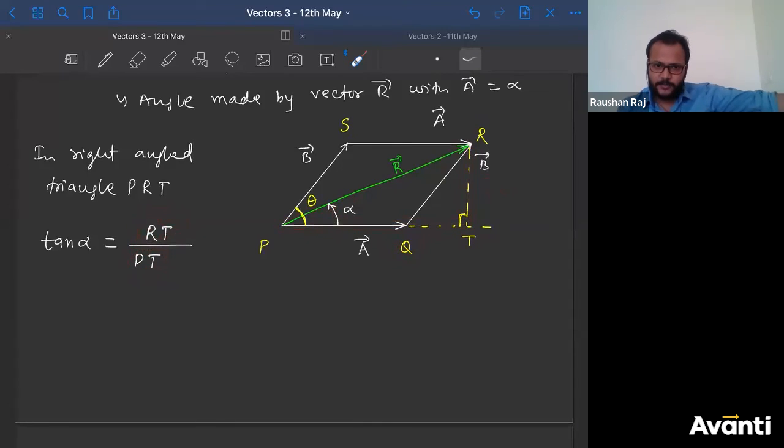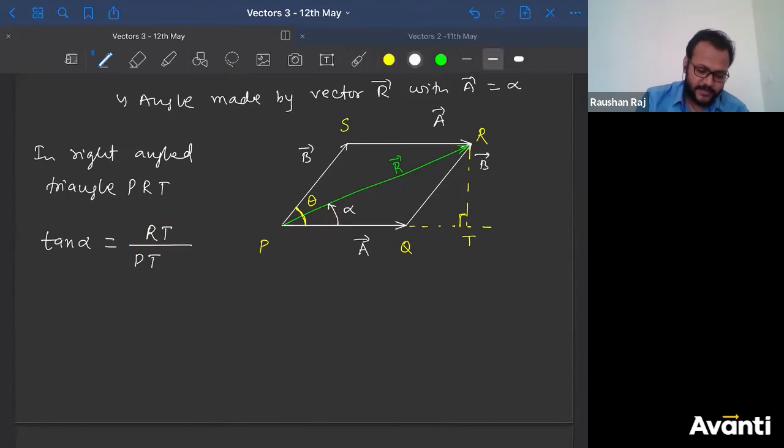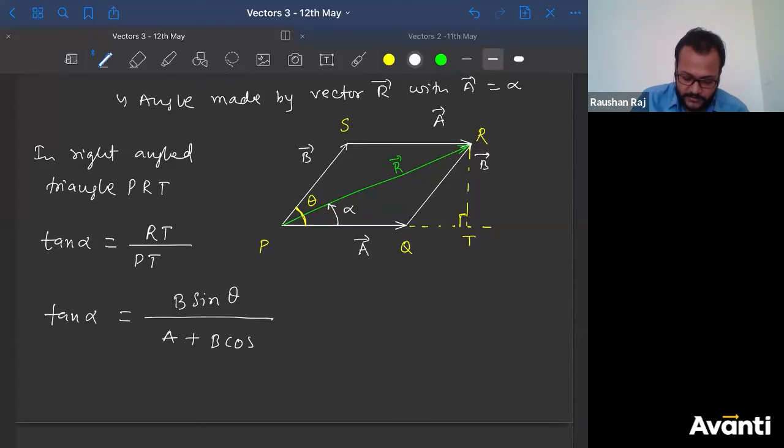अभी कुछ 10 साल पहले क्या पढ़ा था RT के बारे में? What is RT? RT was nothing but B sin theta, right? Divided by what was PT? PT was A plus B cos theta. कहानी खत्म. This is the tan alpha.